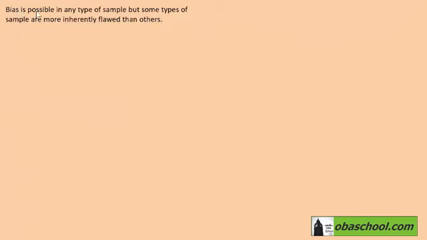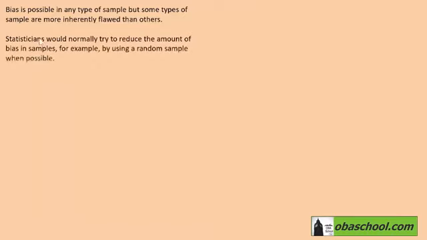Bias is possible in any type of sample, but some types of sample are more inherently flawed than others, but sometimes we just have to use those methods anyway. Statisticians would normally try to reduce the amount of bias in samples, for example, by using a random sample where possible. Sometimes people talk about probability-based sampling when they're talking about random sampling. We will look at some types of sampling shortly.